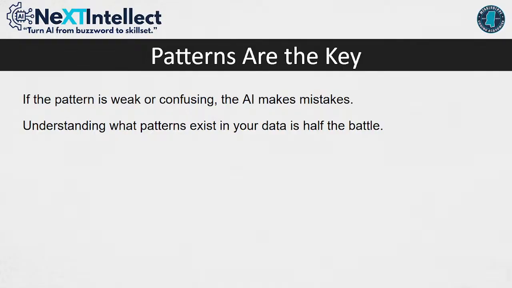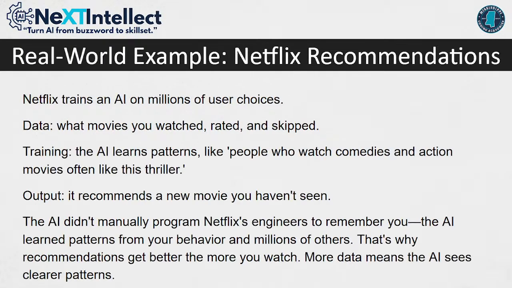Understanding what patterns exist in your data is half the battle. So, a real world example with a streaming service and its recommendations, such as Netflix: they trained their AI on millions of user choices. The data was what movies you watched, the ratings if you did rate the film after. Did you complete the film or TV show? Did you skip parts of it? Did you completely quit halfway through a show?